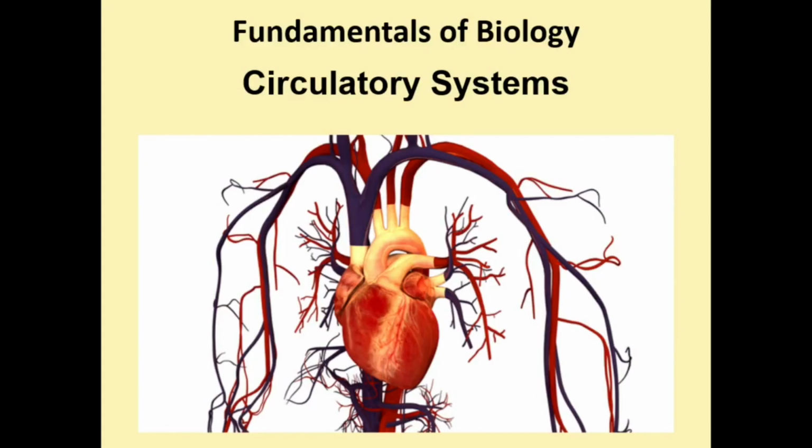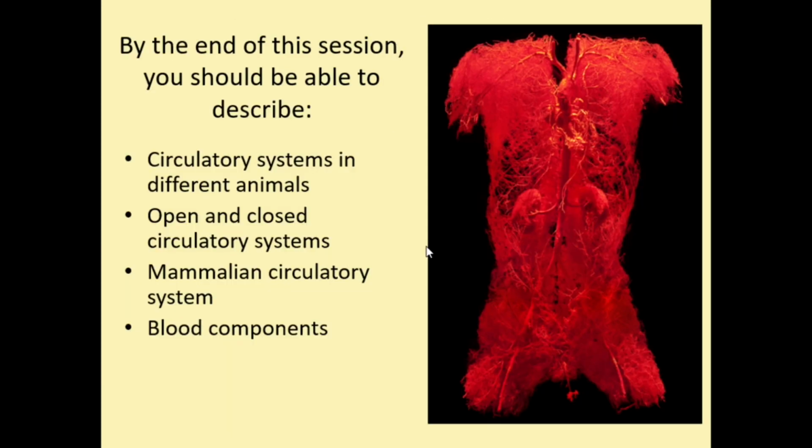Hello there. Welcome to Fundamentals of Biology, where in this session we're going to be having a look at circulatory systems. So the aim of this session then is to have a look at circulatory systems in different types of animal, and then we'll have a look at open and closed circulatory systems, and then we'll go on to focus on the mammalian circulatory system, and then finish off by looking at the main components of mammalian blood. So those are the topics that we're going to be covering, so you should be able to describe each one of those by the end of this session.